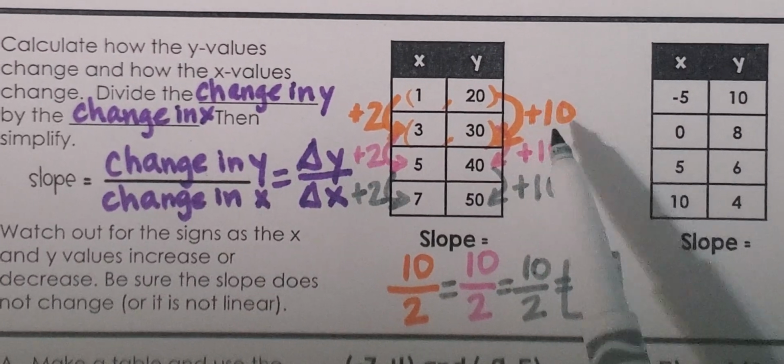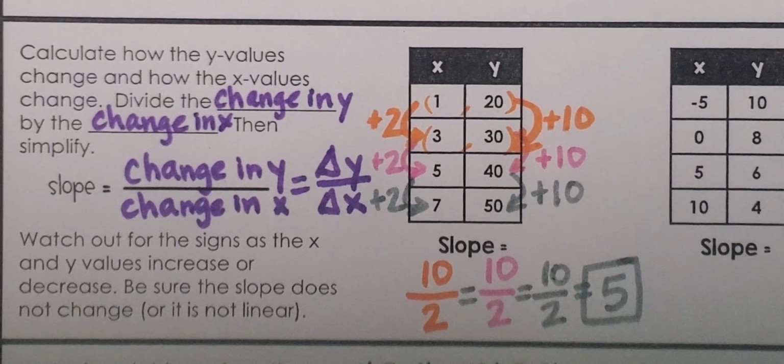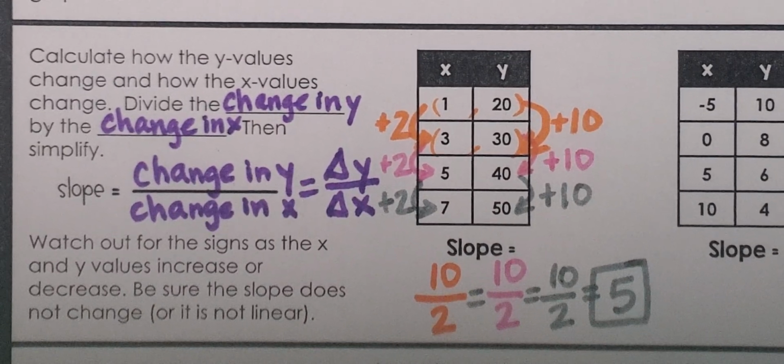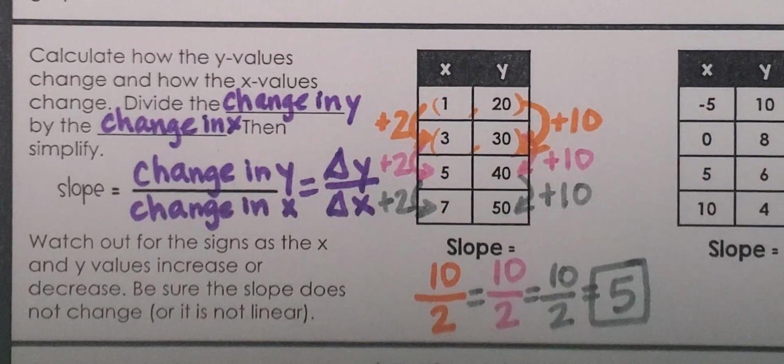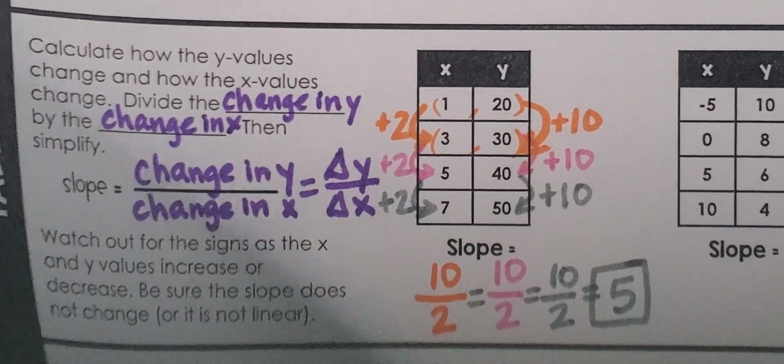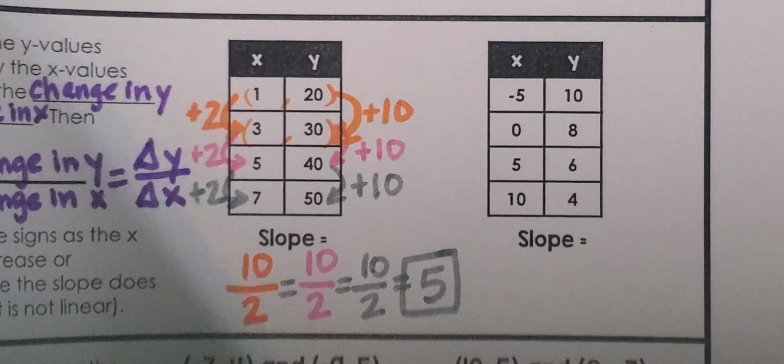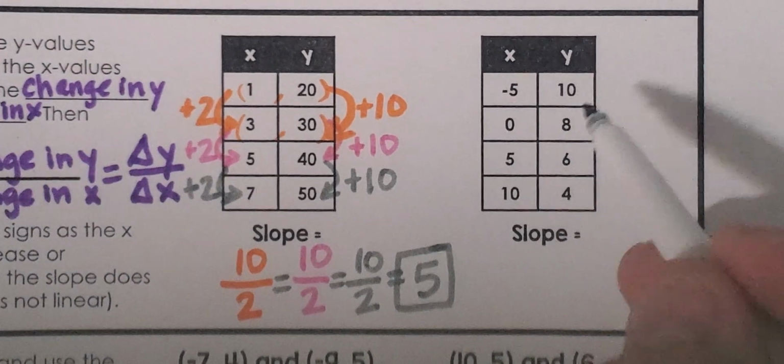Not all tables are going to work out to a constant rate. I'm going to do an example towards the end of the video. So if you need to figure out how to do a table that does not have a constant rate, then just skip to the last example. So let's try another example here.